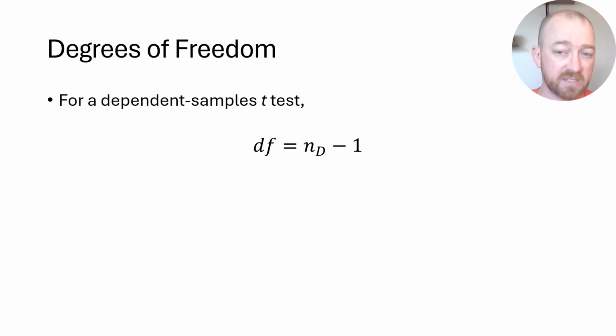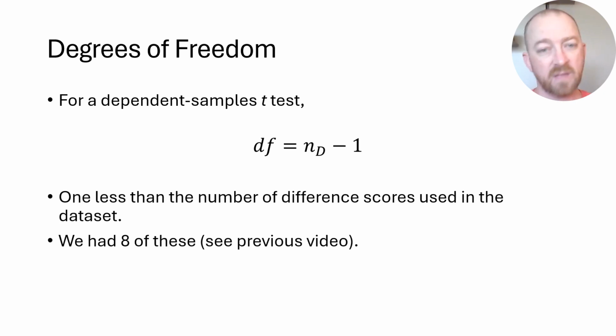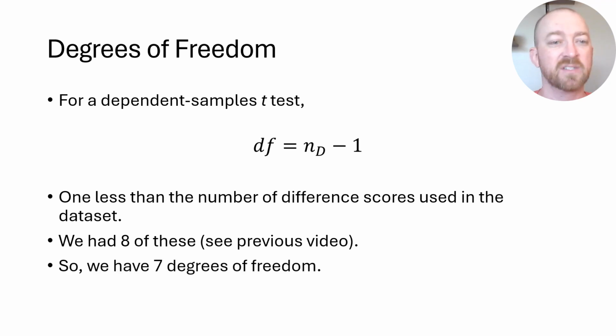Now, with a dependent samples t-test, you actually take the number of difference scores that you have, or the number of paired observations, you could also call it, and then you subtract 1 from that, okay? So again, in this case, because we had 8 paired observations, or 8 difference scores, 8 minus 1 is, of course, 7. So we have 7 degrees of freedom in this particular case.